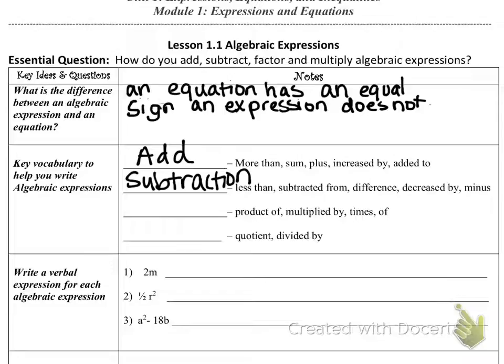Only thing I want to note is with less than, just make sure you reverse it. 6 less than 10 would be 4. You have to reverse the order. Product of, multiplied by, times, and of represents multiplication. Quotient and divided by is division.